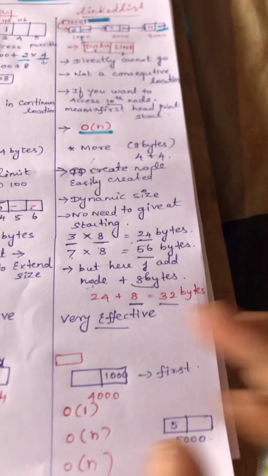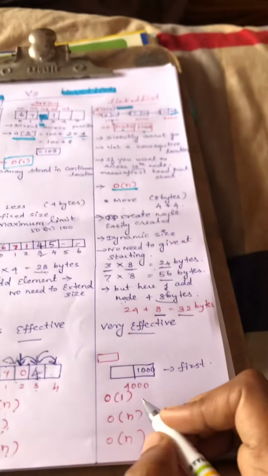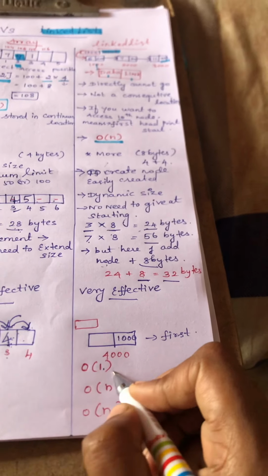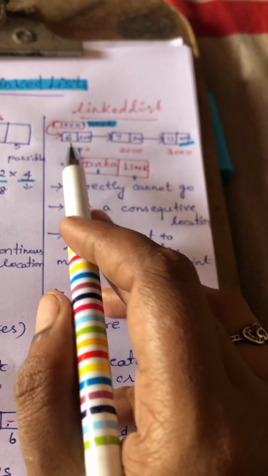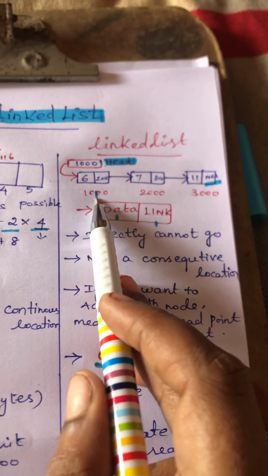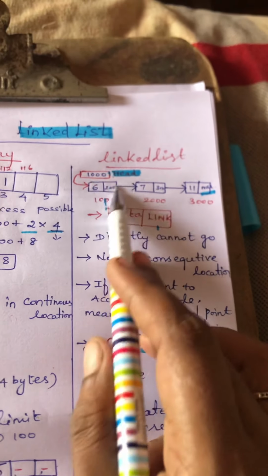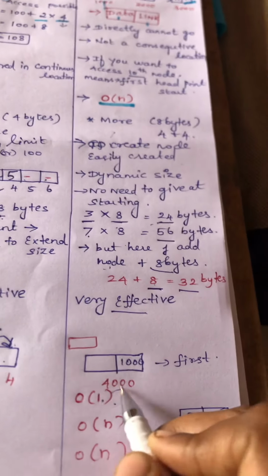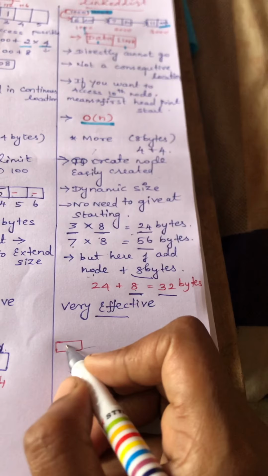Next one is the linked list. In the linked list, how do you add? Same process: at the beginning, at the end, at the ith position. Here at the beginning, no problem. If I want to add one node at the beginning, no problem. Already the head pointer points to address 1000, so the starting node has the data value 6. I want to add this new node as my first node.